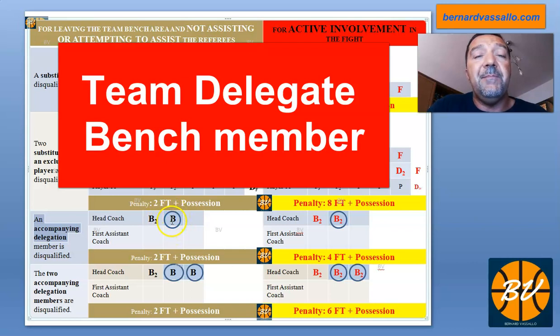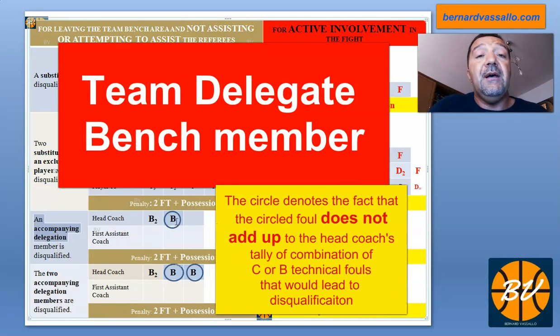Apart from this B, the head coach would also be given an indirect technical foul as normal. Why? Because he is responsible for all the members on the bench. Therefore, the disqualification of the injured player will also lead to an indirect technical foul for the coach, a B2 technical foul. And then we have the circled B on the score sheet, which signifies the disqualification of the injured player.